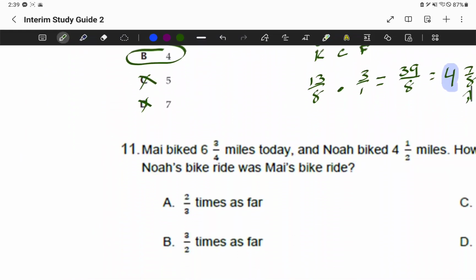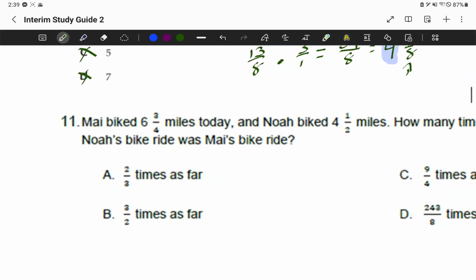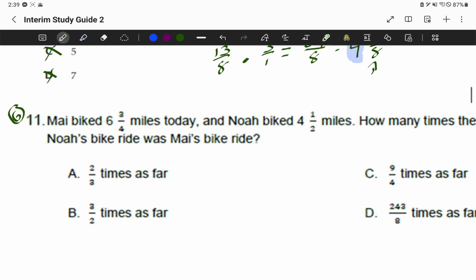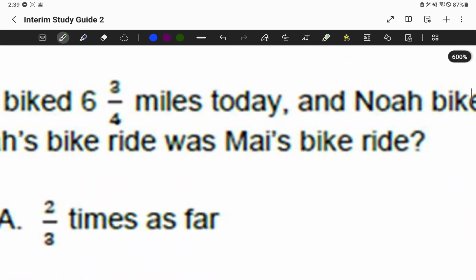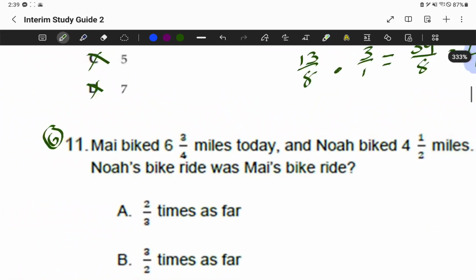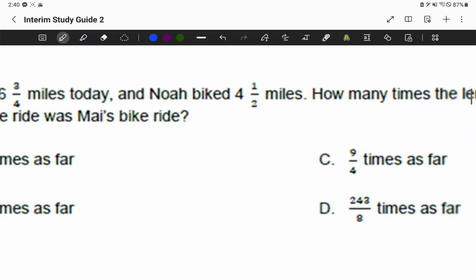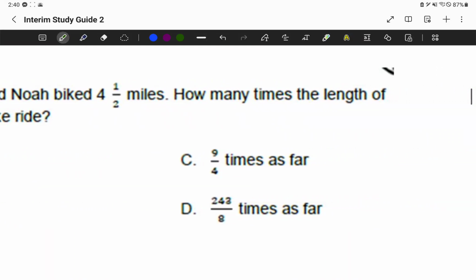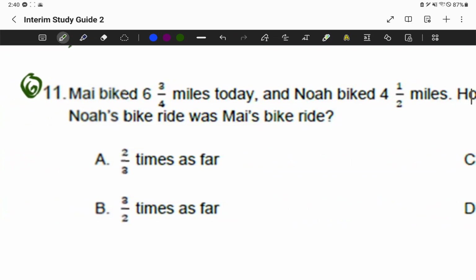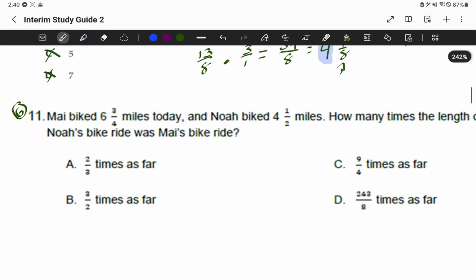Okay, so that was question 5. Question 6. Alright, so that's a 3. So 6 3/4 and 4.5. So Mike biked 6 3/4 miles today. Noah biked 4.5 miles. How many times the length of Noah's bike ride was my bike ride?